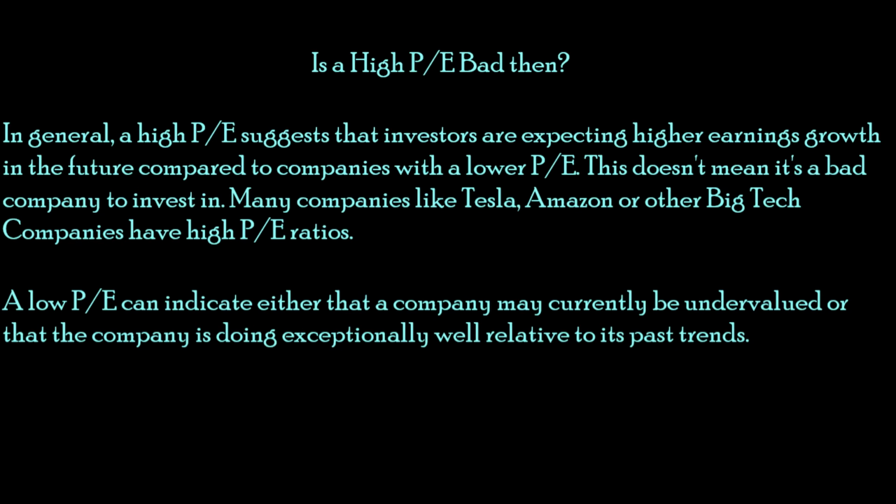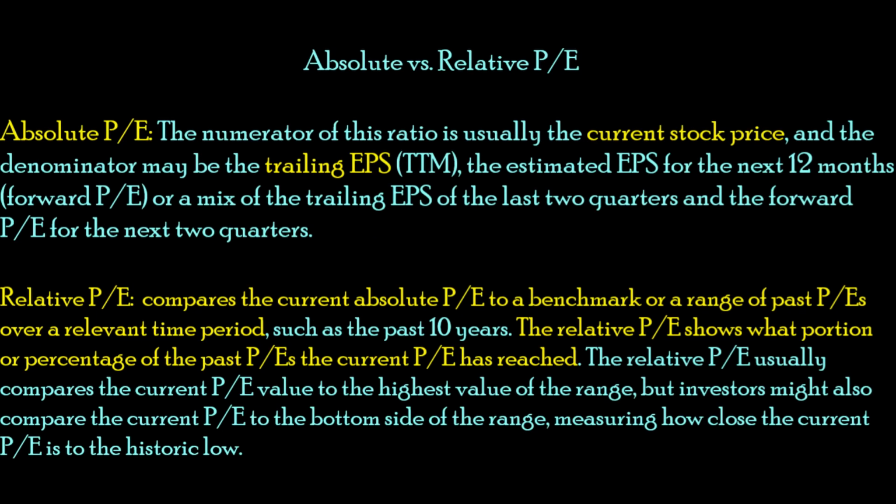In theory, by taking the median of PE ratios over a period of several years, one could formulate something of a standardized PE ratio, which could then be seen as a benchmark and used to indicate whether or not a stock is worth buying. Absolute PE, the numerator of this ratio, is usually the current stock price, divided by the trailing EPS, the estimated EPS for the next 12 months, or a mix of the trailing EPS of the last 2 quarters and the forward PE for the next 2 quarters.